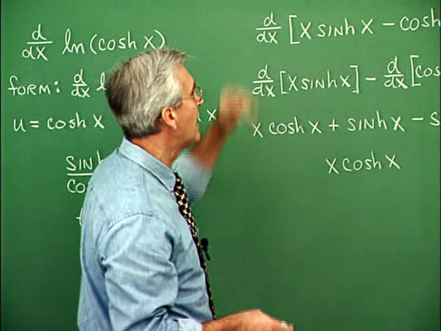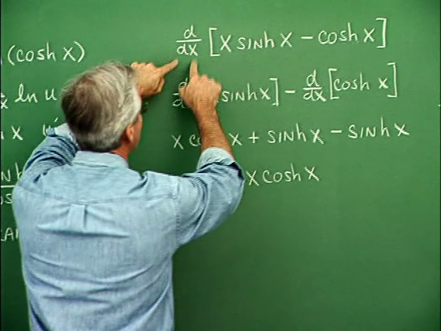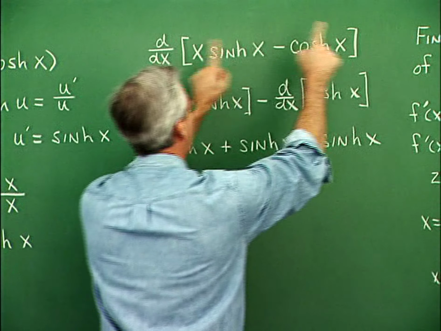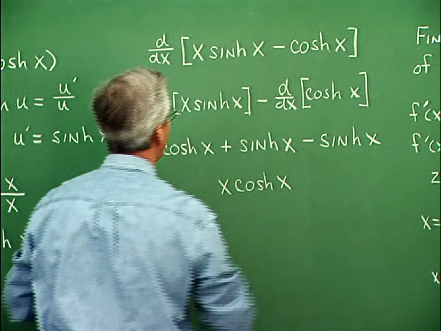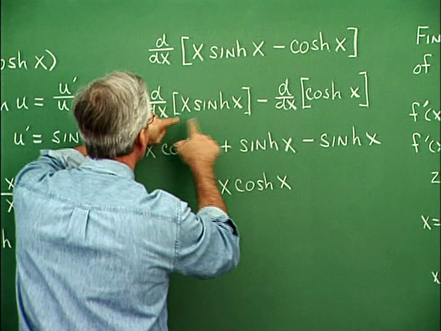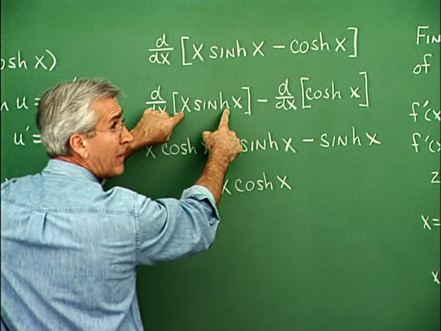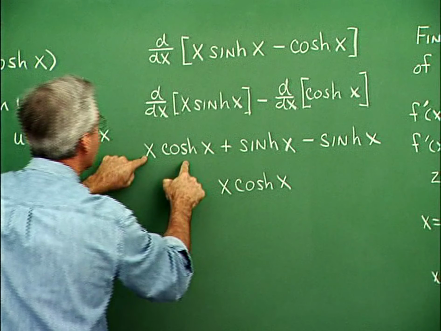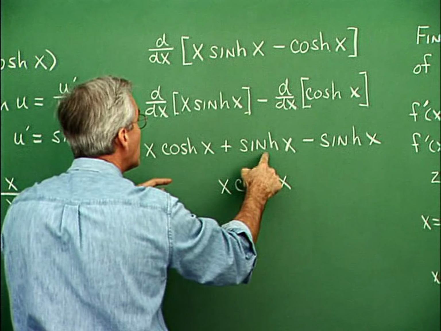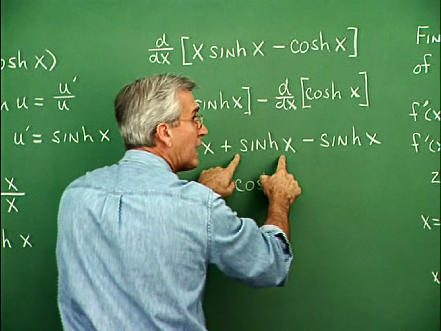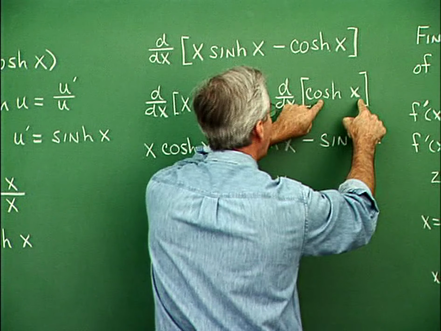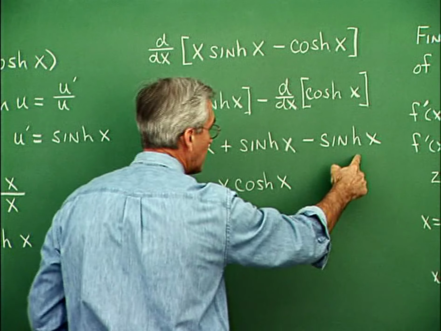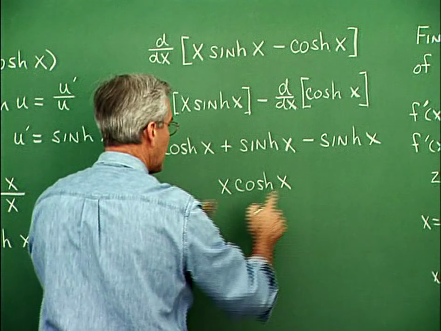Here we have one involving the product rule and some other ideas. We have the derivative of two terms here, so we separate our thinking into the derivative of one term minus the derivative of the other term. Here we're using the product rule. So it'll be x times the derivative of hyperbolic sine. The derivative of hyperbolic sine is hyperbolic cosine. So we have this, and then we have the hyperbolic sine times the derivative of x, which is simply 1. And then over here we have the derivative of hyperbolic cosine, which is hyperbolic sine. Then collecting, this plus this minus the same thing goes out, so we simply have x times hyperbolic cosine of x.